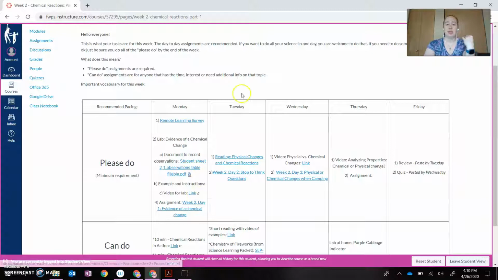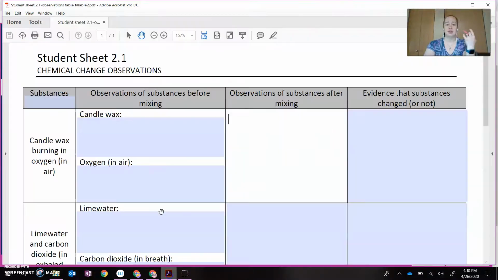So what I'm gonna do is you will notice that the first row says candle wax burning in oxygen. This is a demonstration. So if we were in the classroom, this is what I would do for you in front of the class before you got started on the lab with your groups. Okay, so you're going to always have at least 2 substances that are going to be mixed together. And the first thing you have to do is record observations of the properties of those materials.